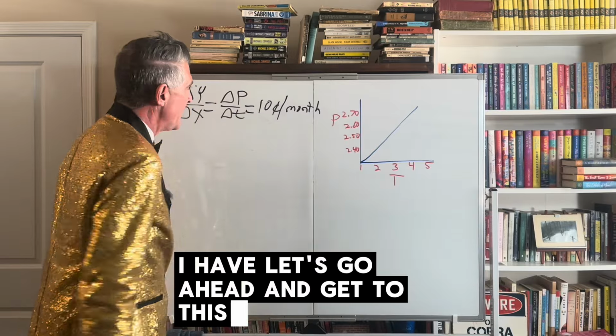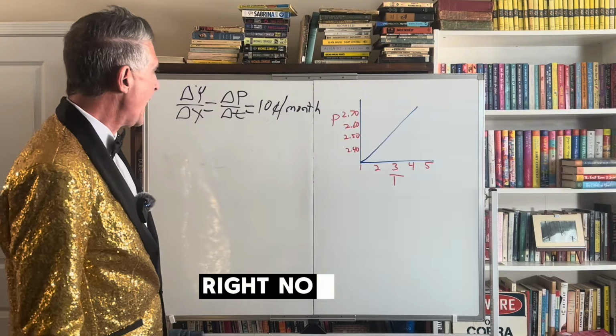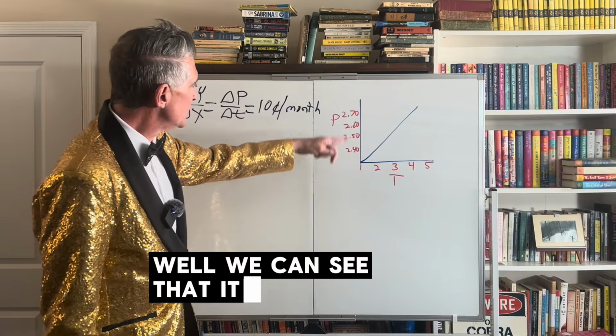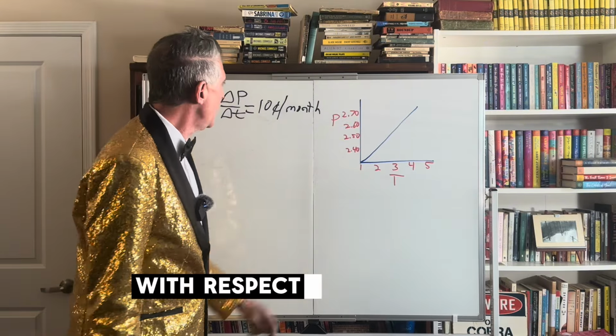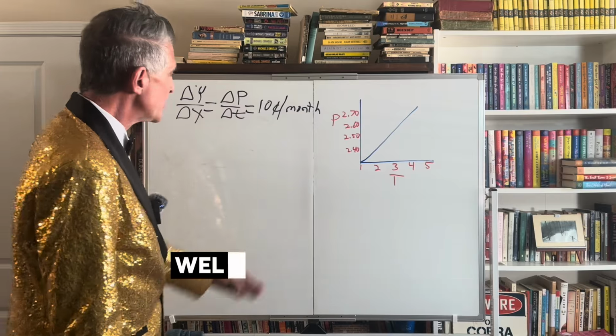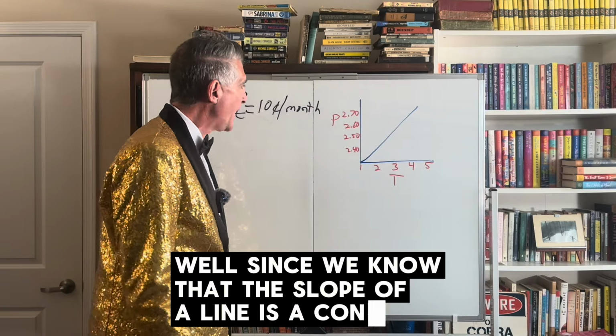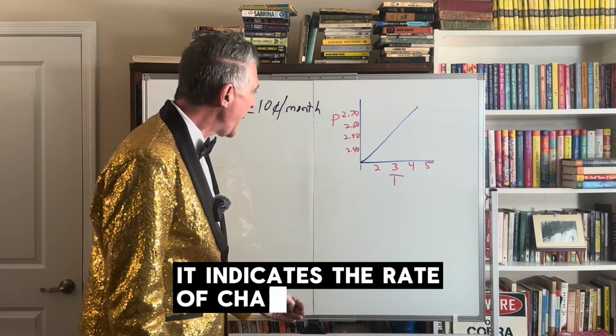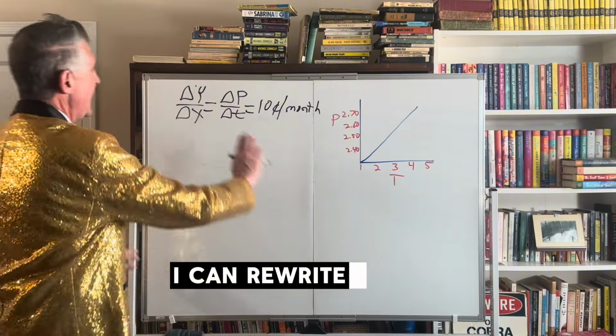Let's go ahead and get to this mess right here, right now. Okay. Well, we can see that it's going up by 10 cents each month with respect to time. Okay. Well, since we know that the slope of a line is a constant, it indicates the rate of change. I can rewrite this.